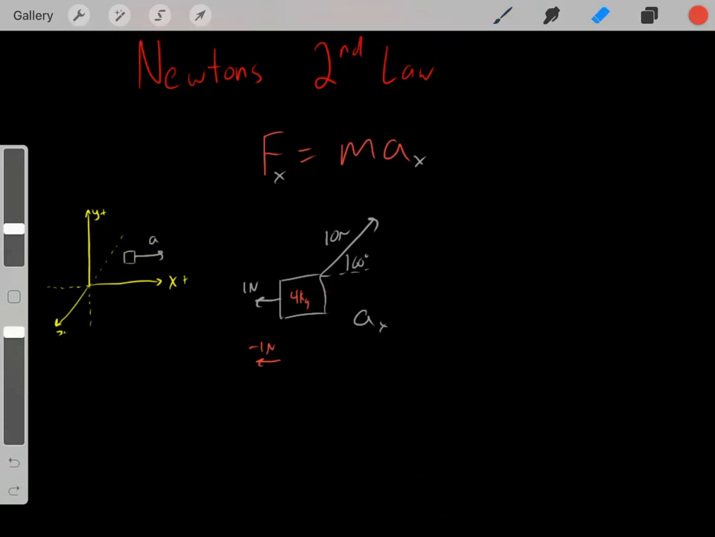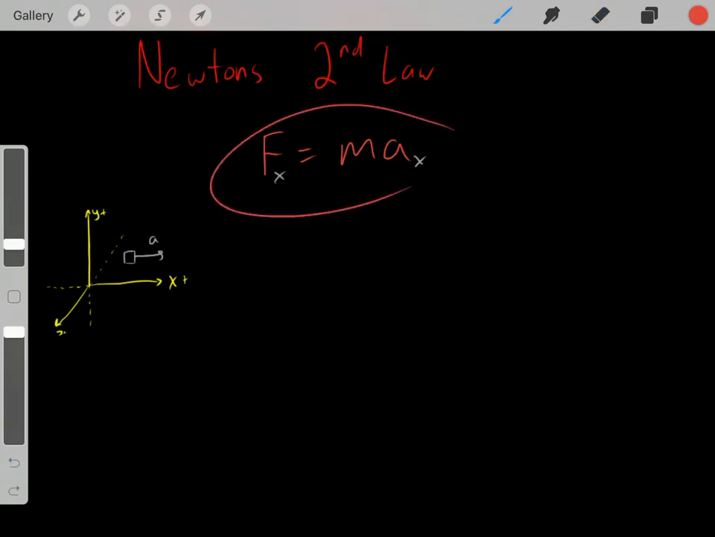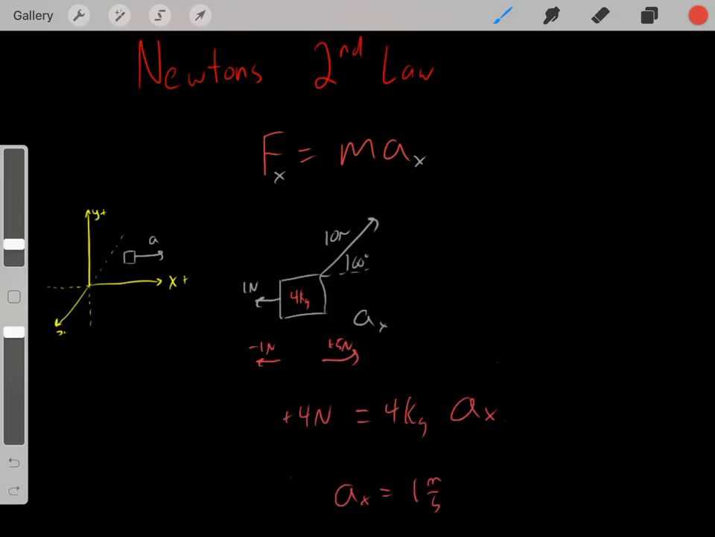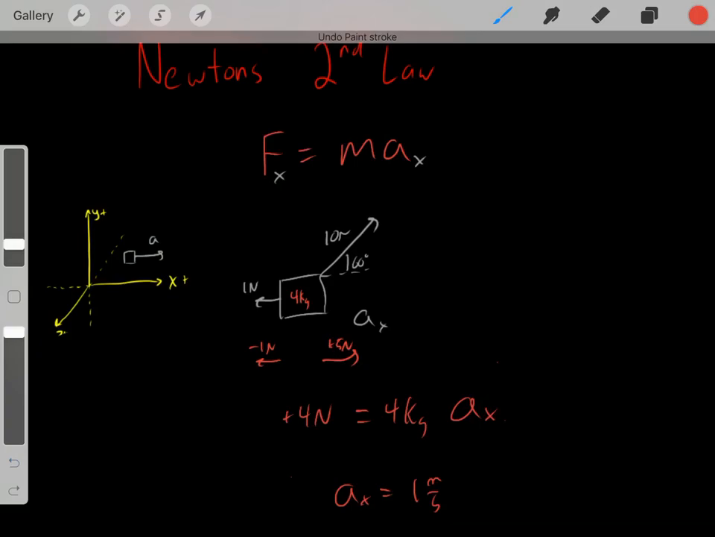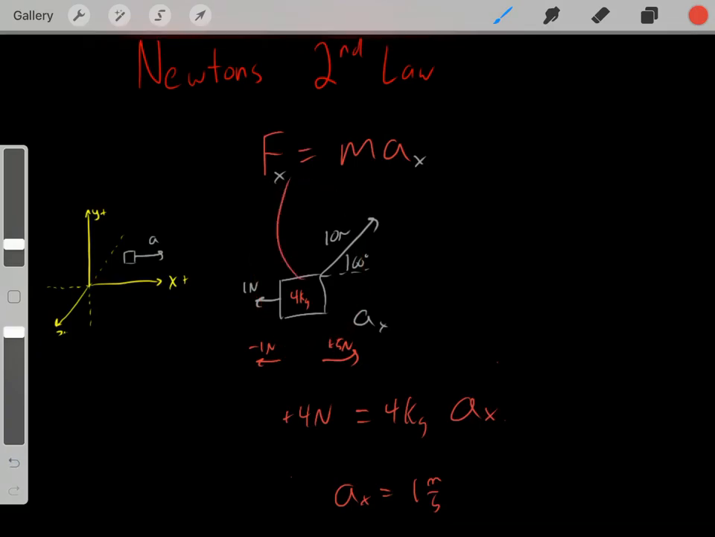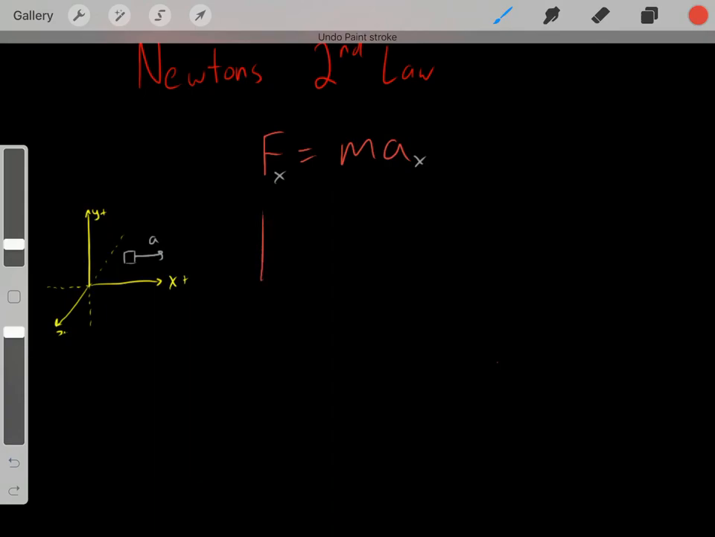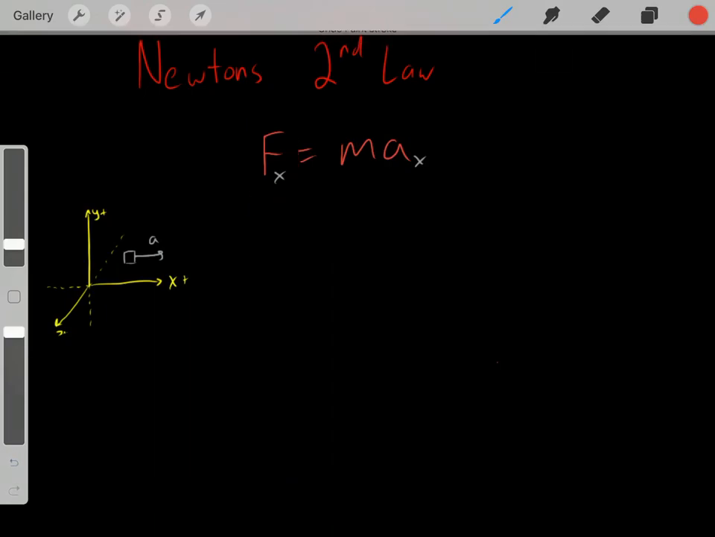Just a couple of key points: this equation is limited to a particular direction. So when using this equation, you need to choose which direction you are interested in. If you're interested in the x direction, you need to find the forces in the x direction. If you're interested in the acceleration in the y direction, we would need to find the net force in the y direction, and that would give us the acceleration in the y direction. Also remember, the force on this side of the equation is the net force. This is the net force in the x direction.